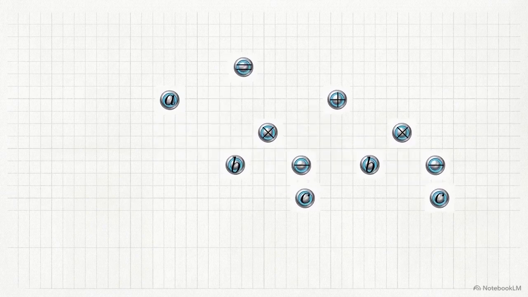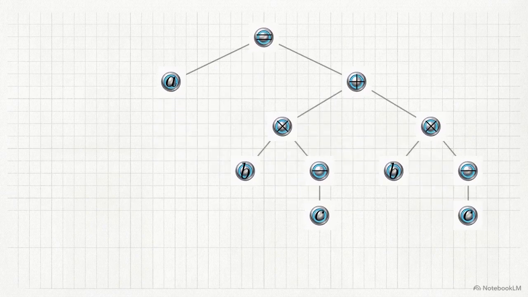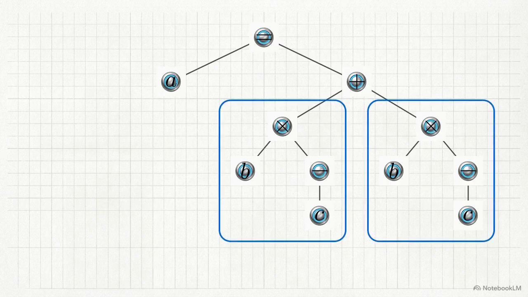The first step of translation builds a syntax tree. Here, operators act as interior nodes, branching downward, while variable operands sit at the bottom as leaves. While logically correct, this basic tree hides a critical algorithmic inefficiency. Look at the sub-expression B times negative C. It appears twice as two separate branches. If left in this state, the processor would calculate the exact same value twice.